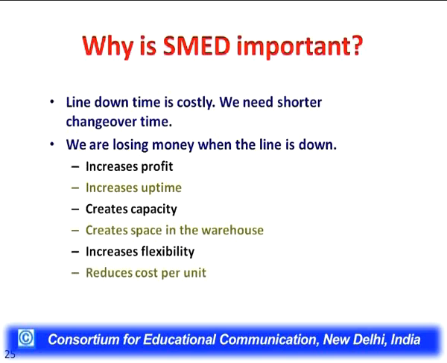Reduces cost per unit. Since we have more time available for production and the workers' productivity as well as the equipment productivity is increased, this is a direct hit on the cost of the unit produced, and the cost of the unit will get reduced. Makes it easier for the operator to change over. Less time, less effort required, and it becomes easier for the operator to make changes in the machine.